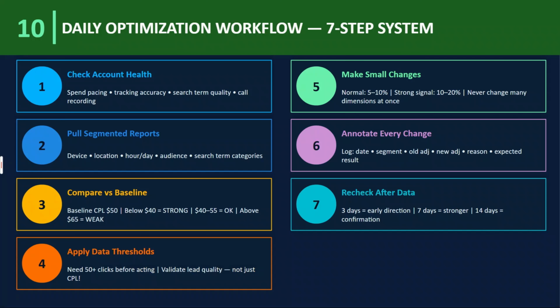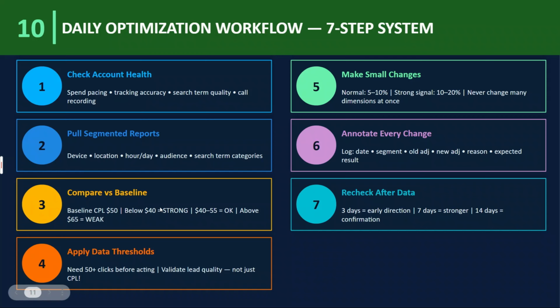Alright, now let me give you the actual system, the daily workflow I follow when managing local service ad accounts. There are 7 steps. Step 1: check account health. Before you touch anything, make sure your spending is on track, your conversion tracking is working, your ad copy is relevant, and your call recording is active. Sometimes the problem is not the bid, it is something more basic. Step 2 is pull segmented reports. Look at the performance by device, by location, by hour, by day, and by audience. You cannot optimize what you cannot see.